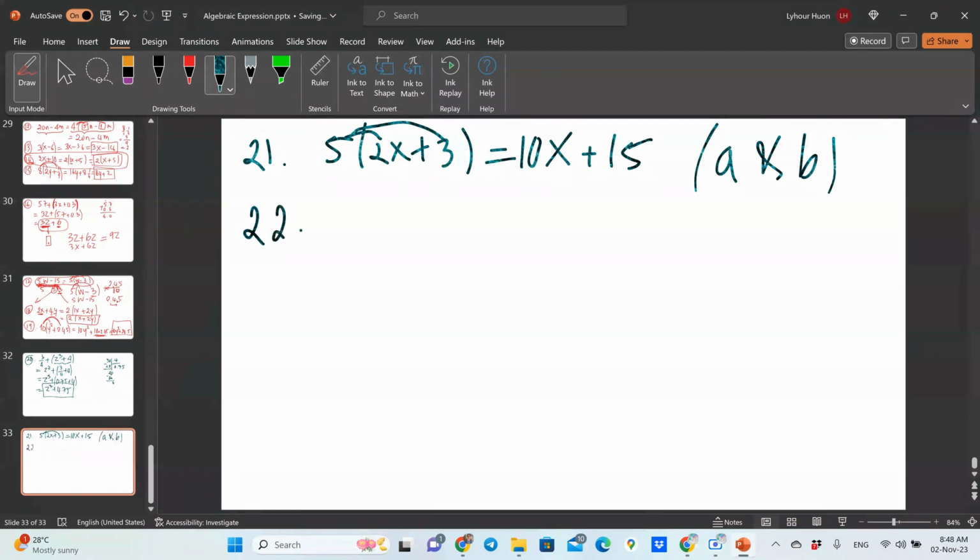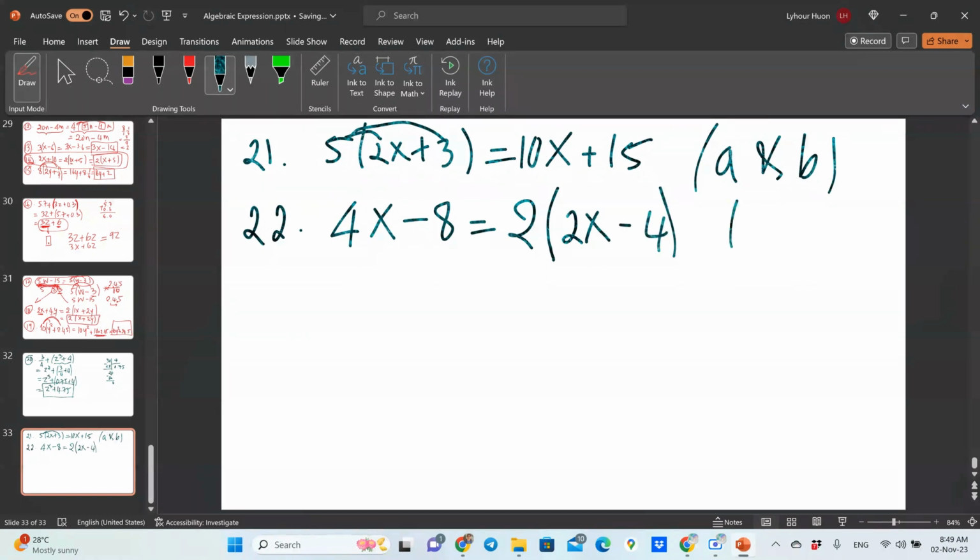22. 4x minus 8 equals which one? It's B. Yes, B. So we take 2 out of the parentheses. What remains when we take 2 out of the 4x is 2x, subtracted by 4. So the answer is B.